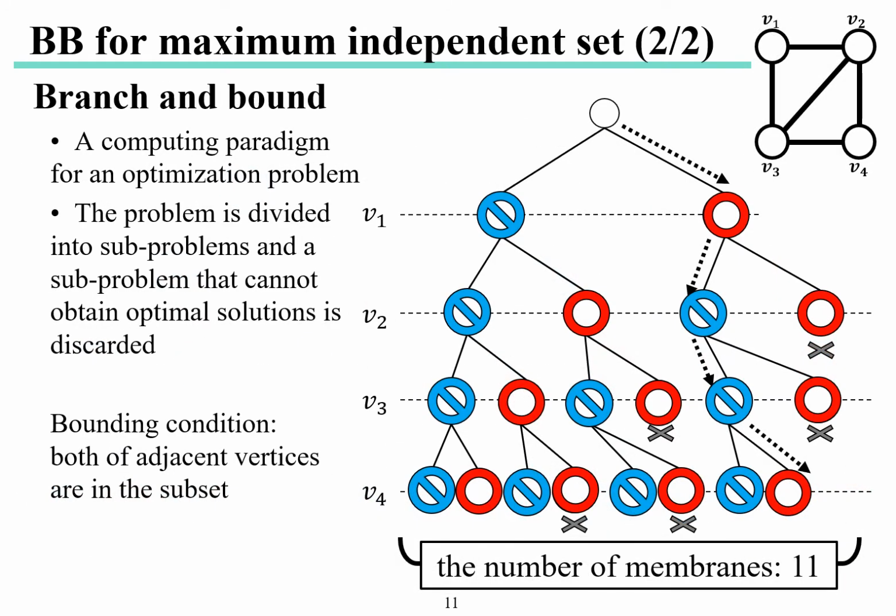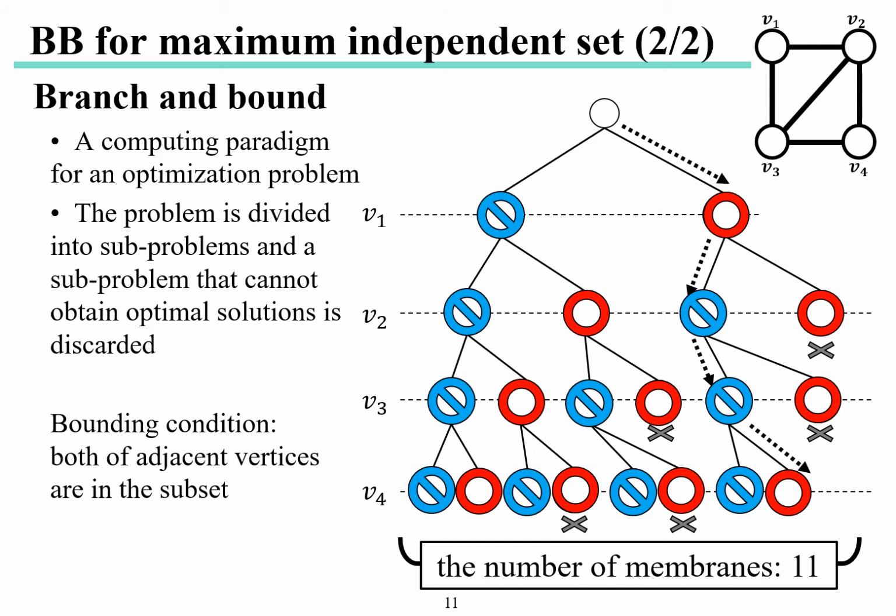Next, I'd like to explain branch and bound for maximum independent set. Branch and bound is a well-known computing paradigm for optimization problems. This method divides the problem into subproblems and discards subproblems that cannot obtain optimal solutions. In our branch and bound for maximum independent set, I use a bounding condition. The bounding is executed in the case that both of the adjacent vertices are in the subset.